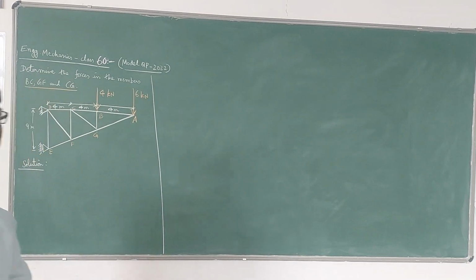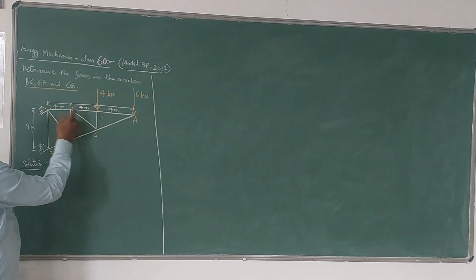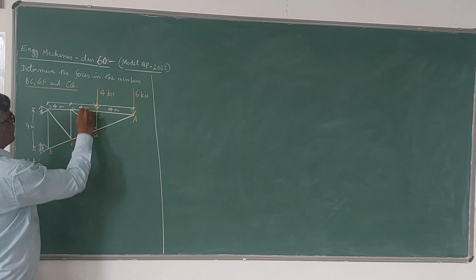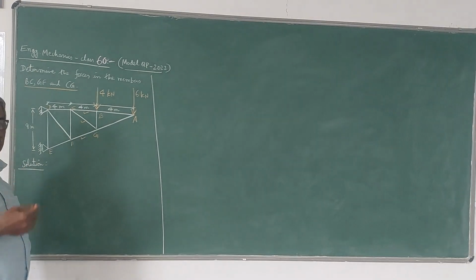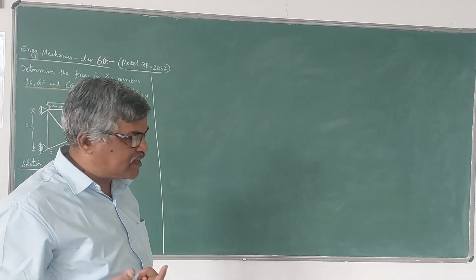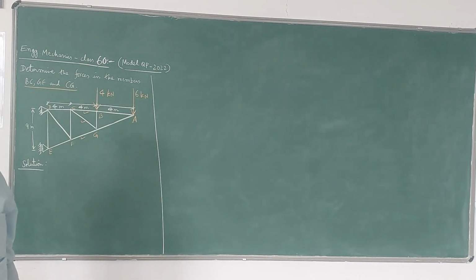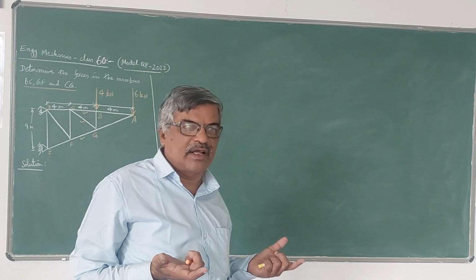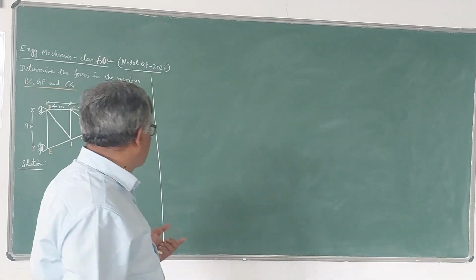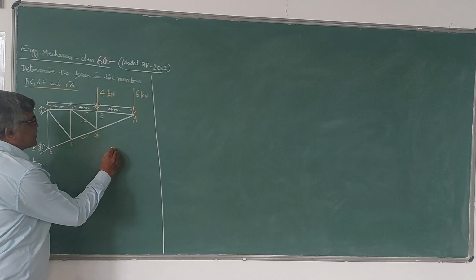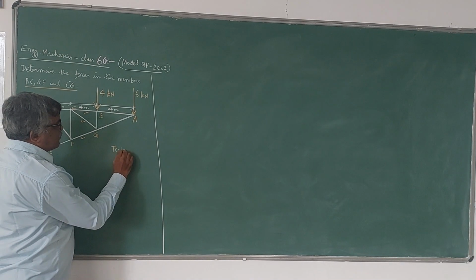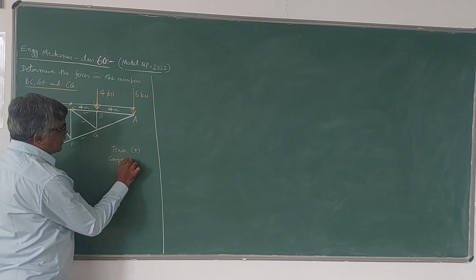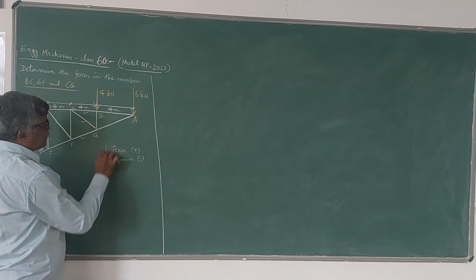He has asked the forces only in three members. That is important here: BC member, then GF member, and CG member. You know that in the case of trusses, loads act at the joints, and trusses consist of members which develop only axial forces, that is, tension force or compressive force. And as we know, in the analysis of trusses, we consider tension forces as positive, compression forces as negative.